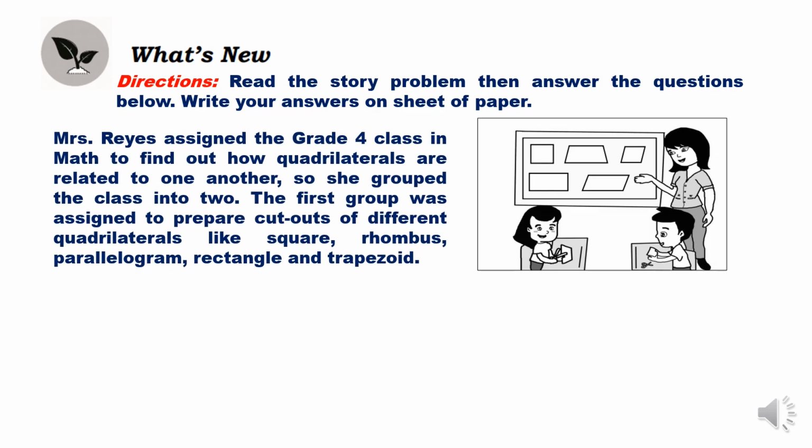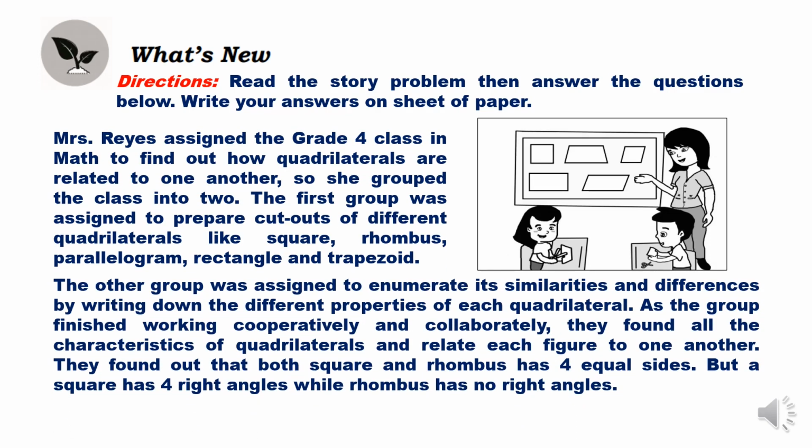Mrs. Reyes assigned the grade 4 class in math to find out how quadrilaterals are related to one another. So, she grouped the class into two. The first group was assigned to prepare cutouts of different quadrilaterals like square, rhombus, parallelogram, rectangle, and trapezoid. The other group was assigned to enumerate its similarities and differences by writing down the different properties of each quadrilateral.